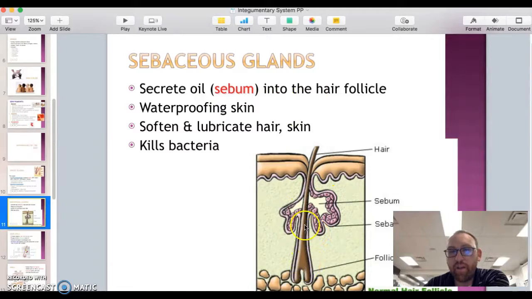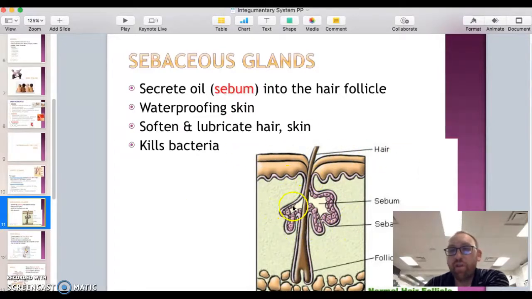So here you have hair follicles that come up into your skin, and the sebaceous glands will actually secrete oil, which then helps run onto your skin, which helps keep your skin from drying out, helps waterproof it. It also helps soften and lubricate the skin. It also can help kill bacteria that's on your skin to try and keep it from getting in.